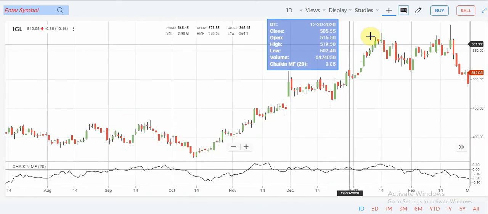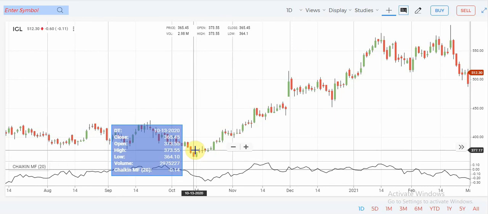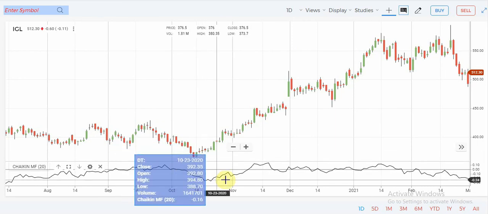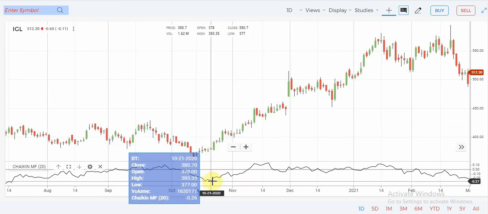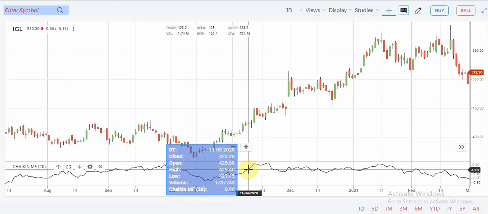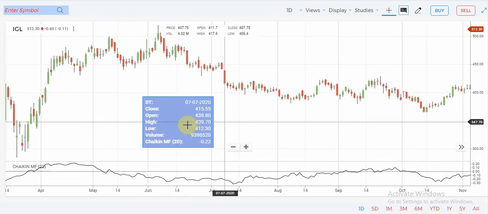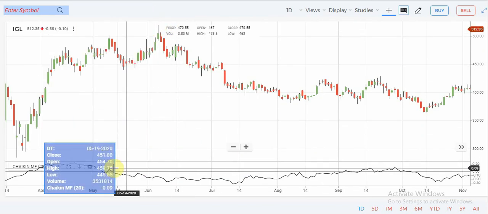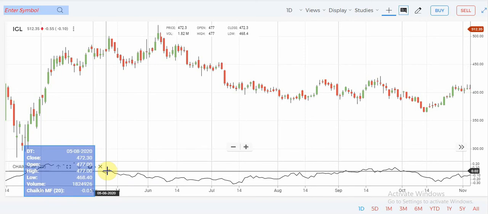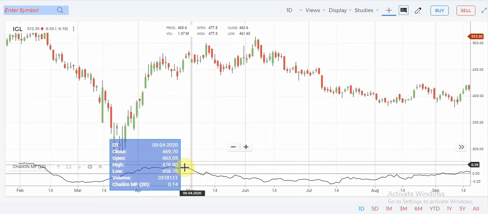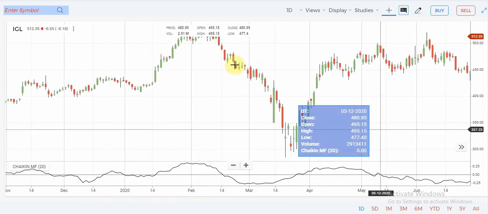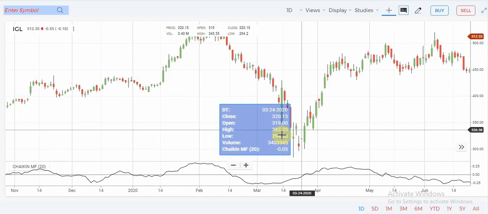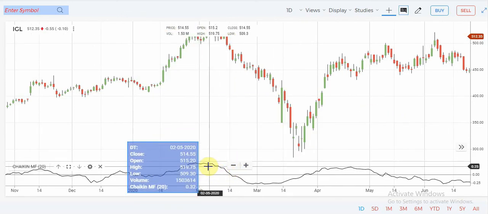Let's try to find an area. Okay, a good rally here. You can see a good rally here. Either you make your entry somewhere here, or you can take an entry here. As per the definition of the indicator, you take the entry here. Let's take a downfall. There was a downfall, so you take the entry somewhere here, or you can take the entry here. Then there is a downfall again, you can take the entry here or here.